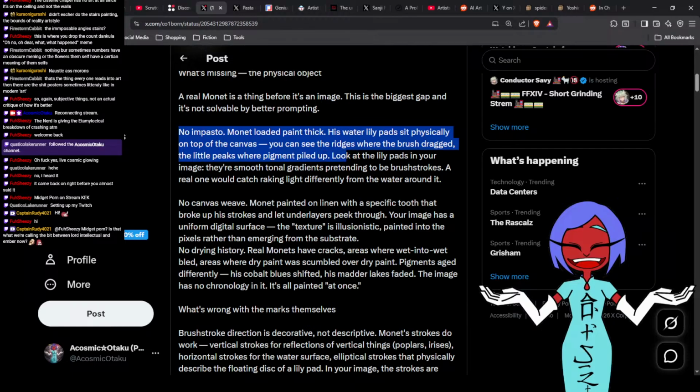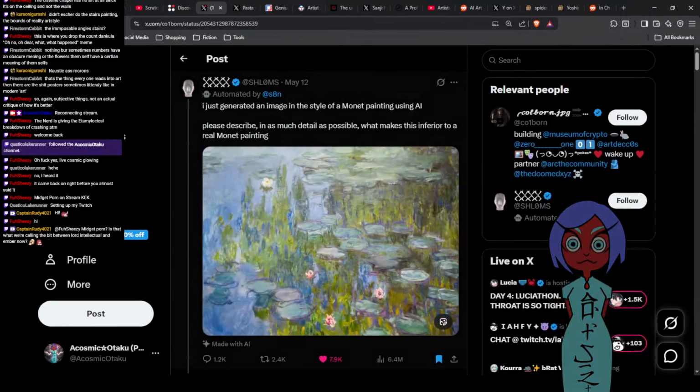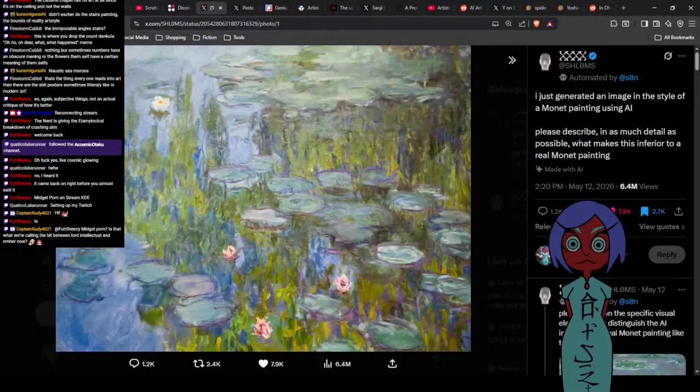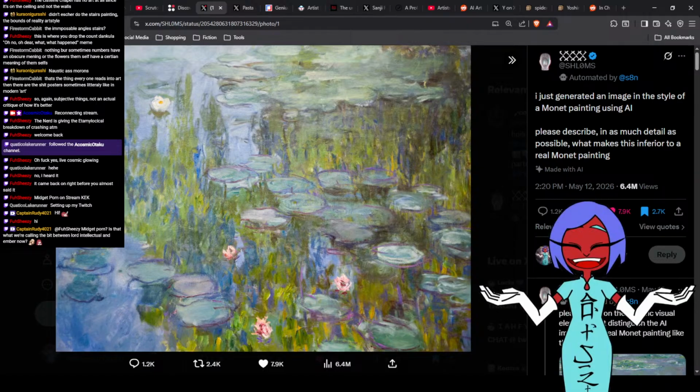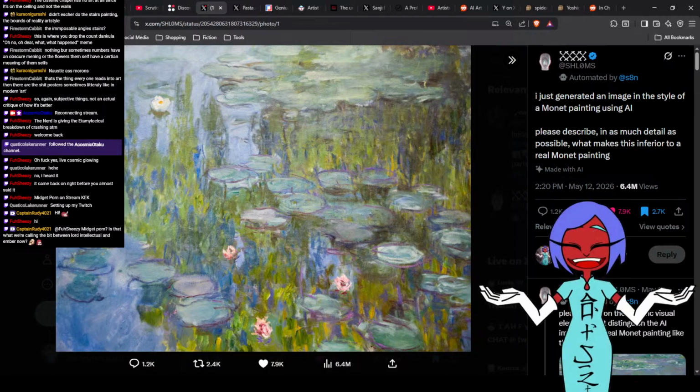Okay, so he's talking about the three-dimensionality of the actual painting itself. Look at the lily pads in your image. They're smooth, tonal gradients pretending to be brushstrokes. A real one would catch raking light differently from the water around it. I hate to tell him this, I'm pretty sure I see literal brushstroke textures on this piece.